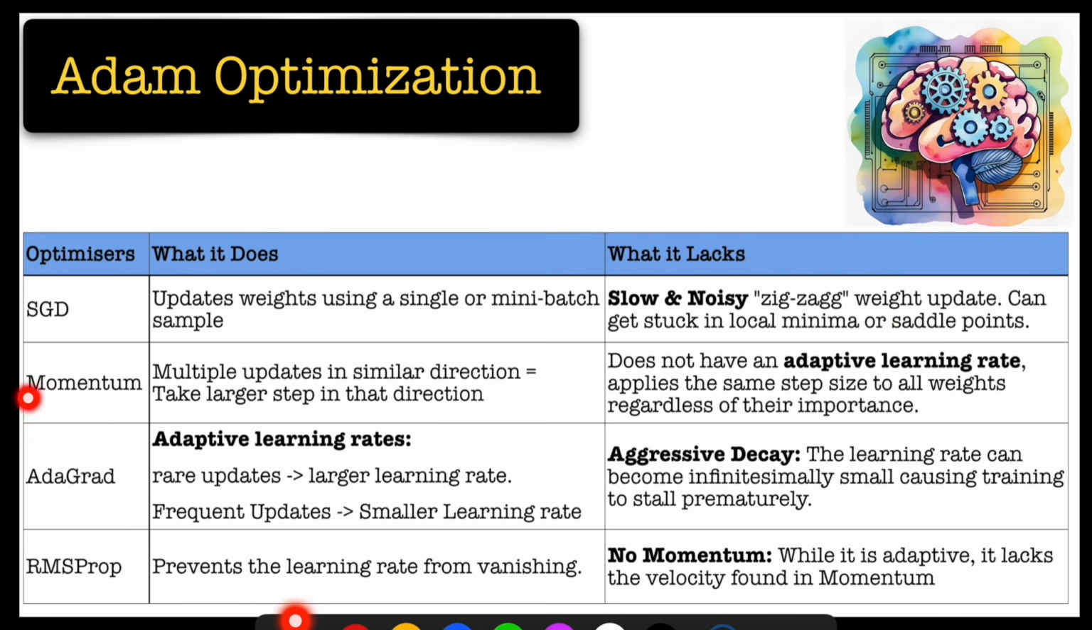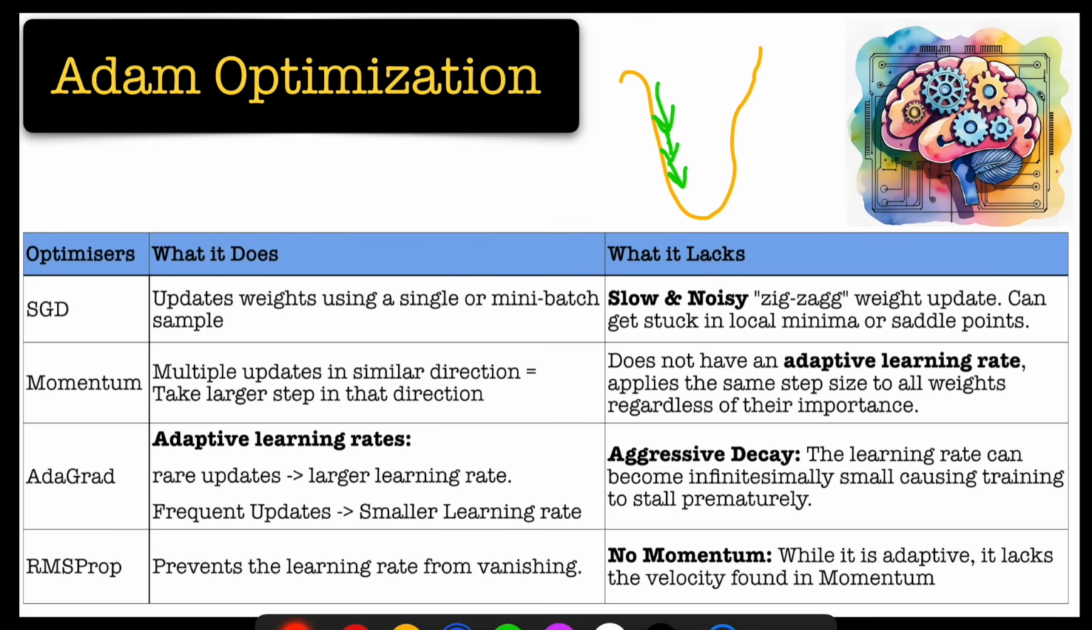If we talk about momentum, it is based on the direction of the change. If we have this loss curve like that, and let's say you are moving in this direction, and for multiple times you are moving in the same direction, then you will take a larger step in that direction. So multiple updates in a similar direction means we take a larger step in that direction. Momentum is great, but it doesn't have an adaptive learning rate. What is an adaptive learning rate?